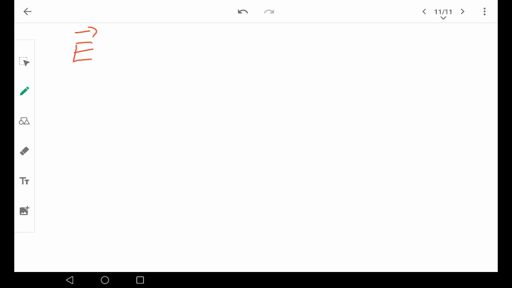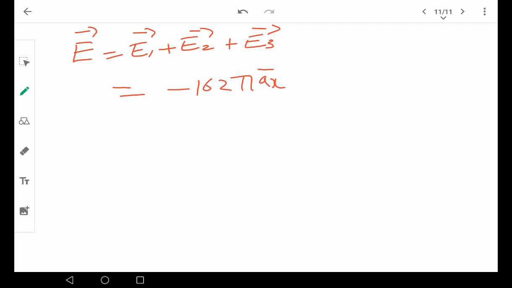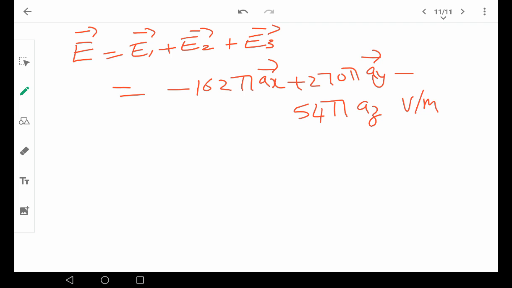So the total electric field is given by E equal to E1 plus E2 plus E3, which is minus 162 pi ax plus 270 pi ay minus 54 pi az volts per meter. That's how you find out the electric field.